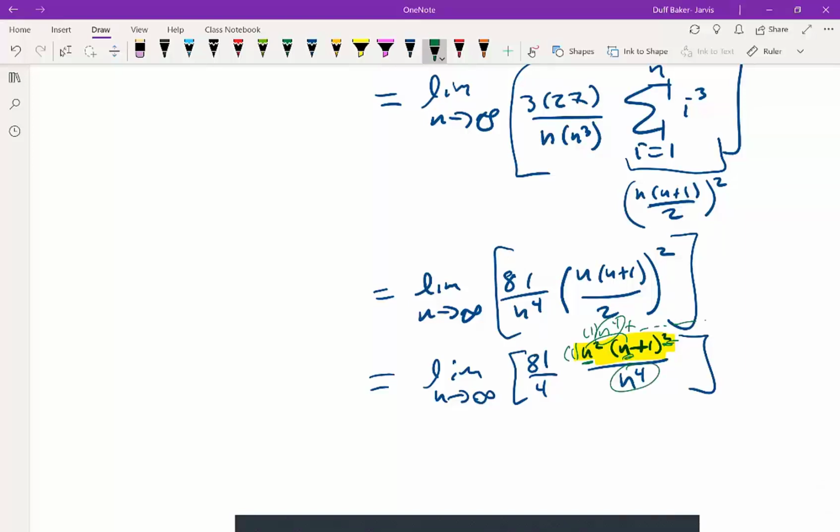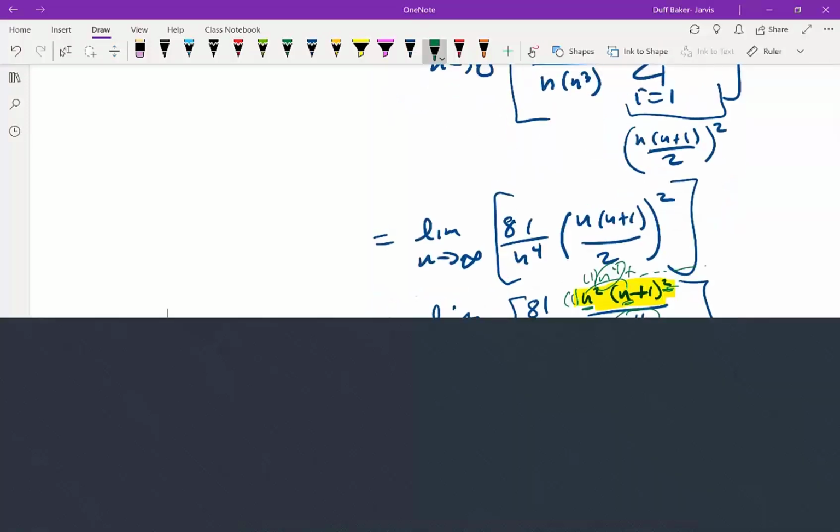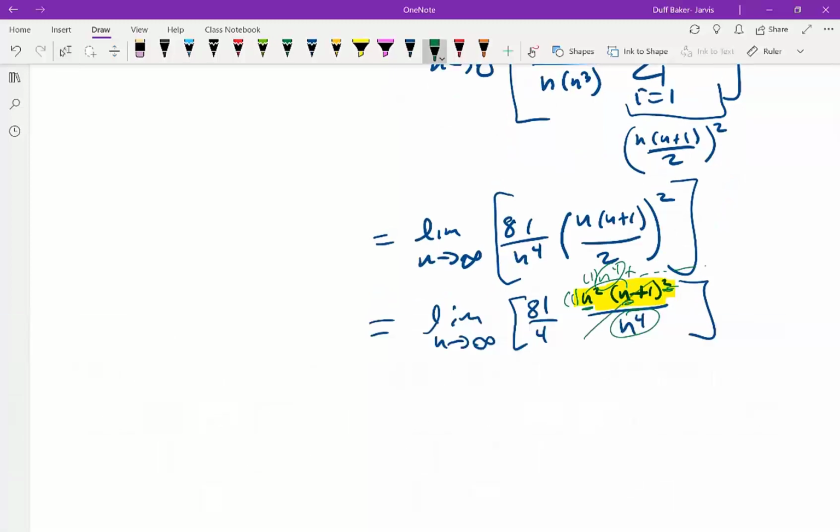But they have the same power on top and bottom, and their coefficients are both 1, so this whole thing just goes to 1 in the limit. So when we evaluate the limit, it's just 81 over 4 times 1 over 1. So it's just 81 over 4.